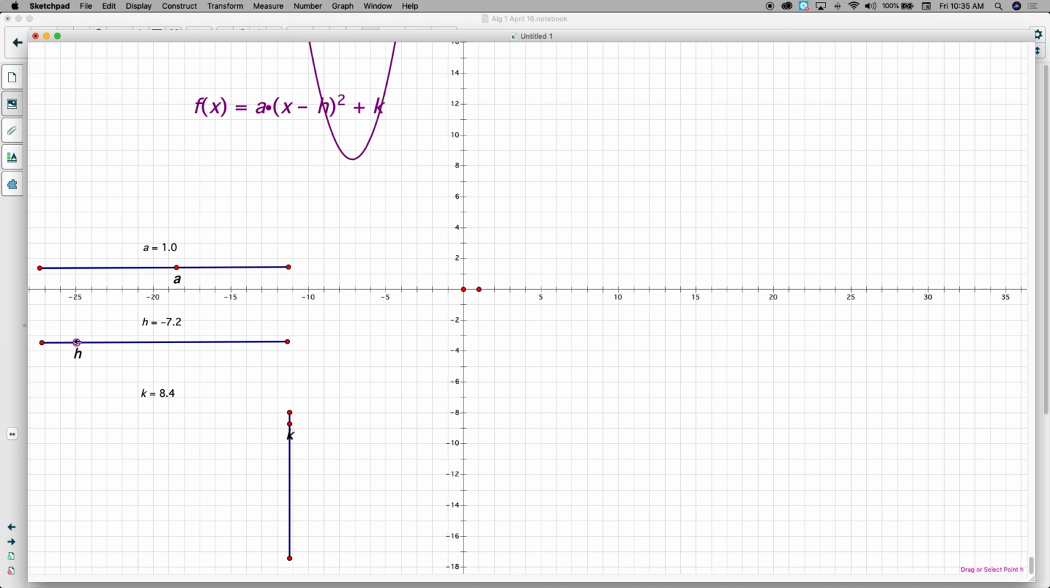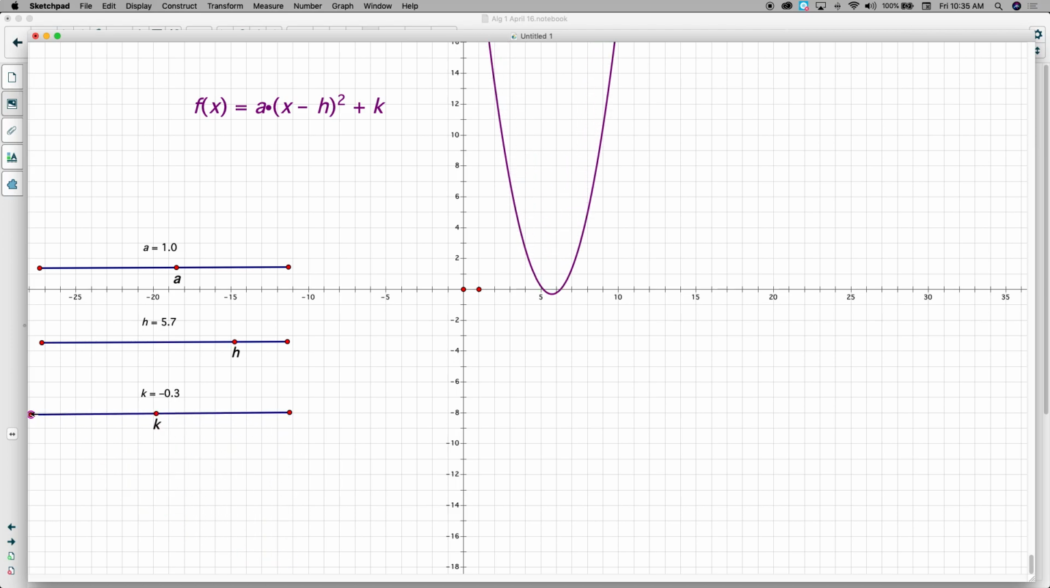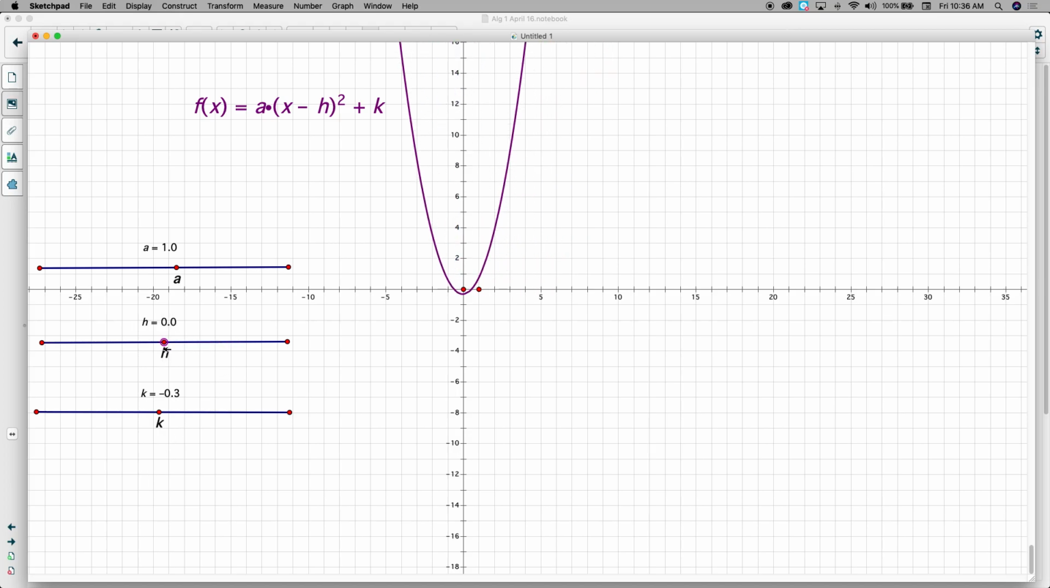That's why this format is good. It is so easy to find the vertex. Okay, so putting things back. Let's go back to 0. And there it is, the parent function. New format. It's called the binomial square structure right here.